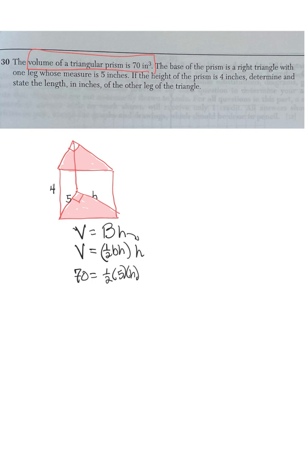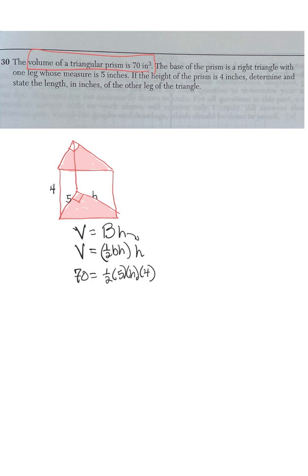I'm going to repeat myself. This 5 is the base. This h is this one right here. This is the height of the prism, which is 4. So that's what I'm going to put right here right now. Okay, so I'm going to put a 4 here.